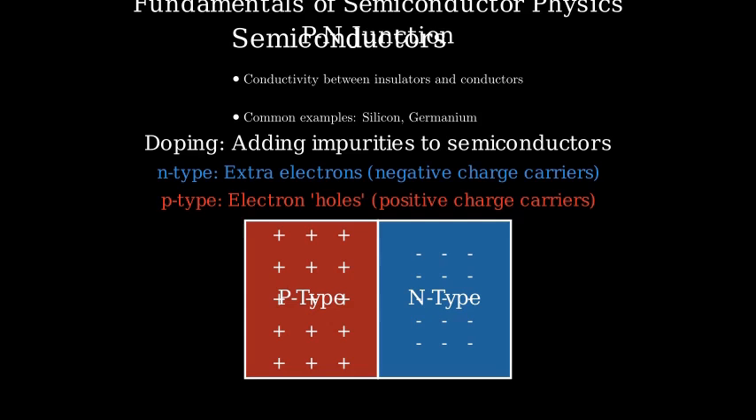Notice that the depletion layer forms right at the junction between the P and N regions. This is very important to understand. The depletion layer is not the entire semiconductor, but just a small region at the boundary.